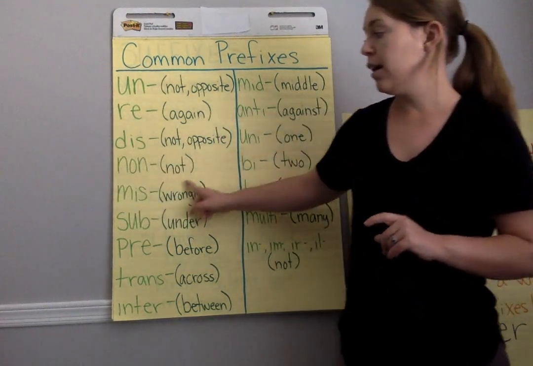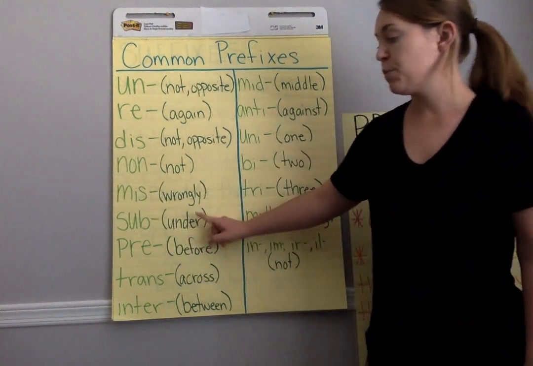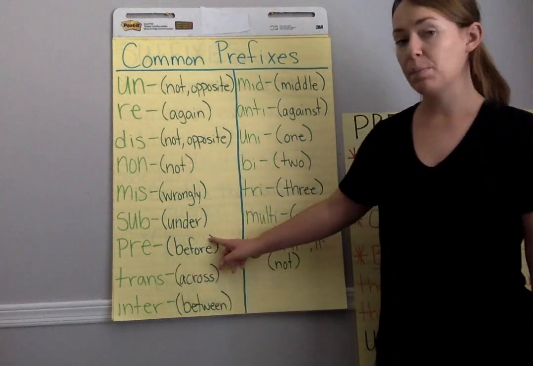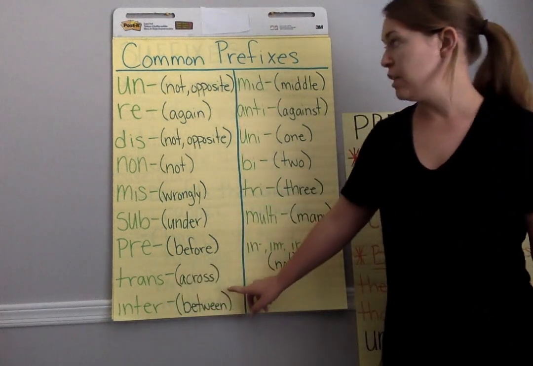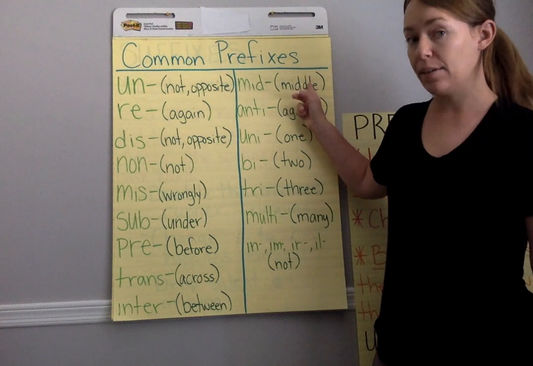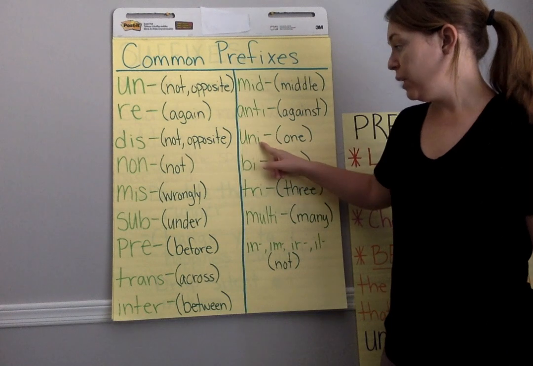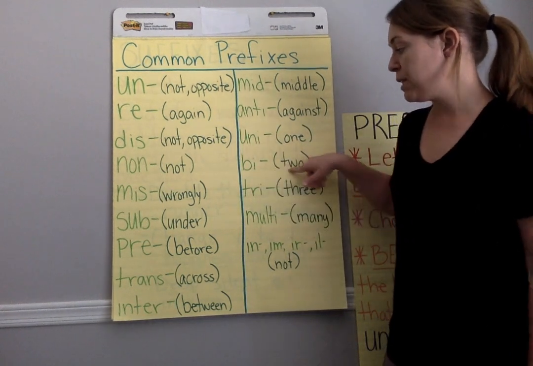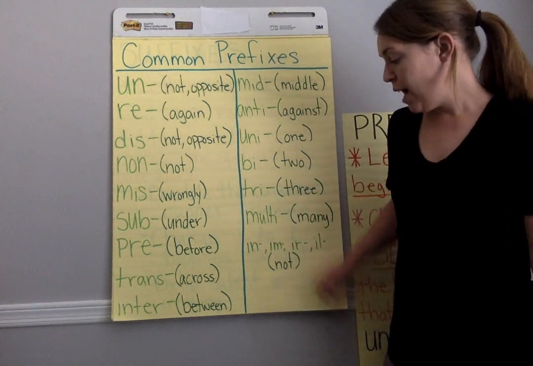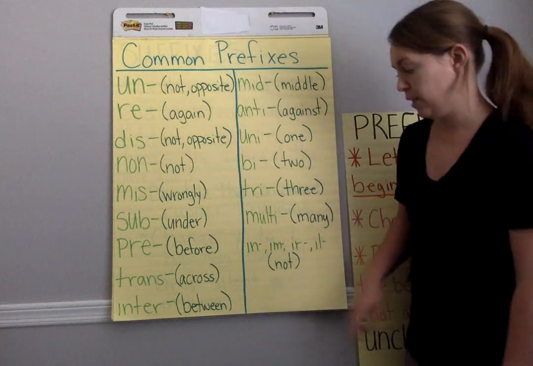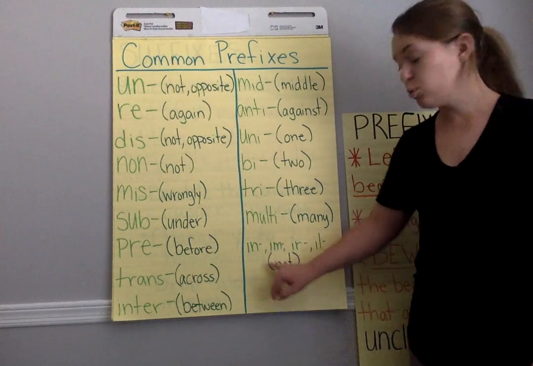We've got the prefix non, which means not, mis, which means wrongly, sub, which means under, pre, which means before, trans, which means across, inter, which means between, mid, which means middle, anti, which means against, uni, which means one, bi, which means two, tri, which means three, multi, which means many, and then we have this little cluster of prefixes down here, which are in, im, ir, and ill. And those all mean not.